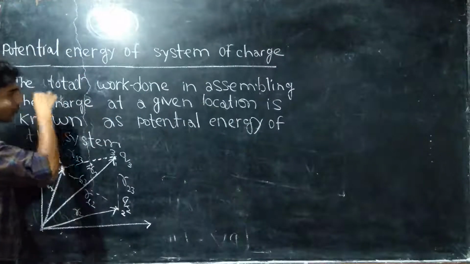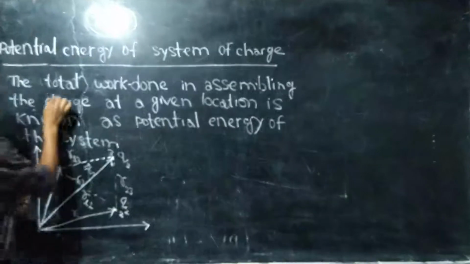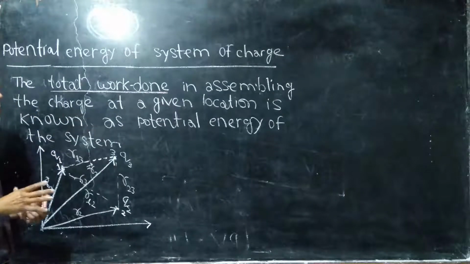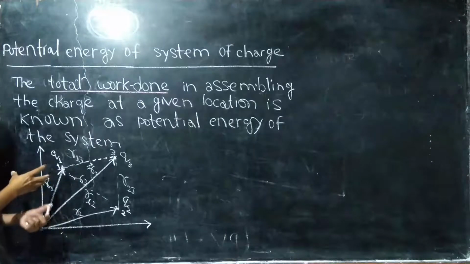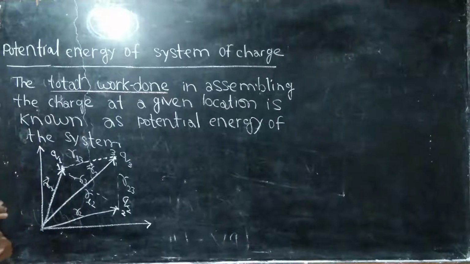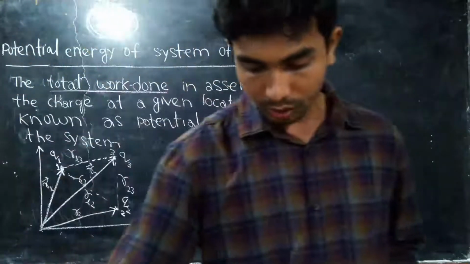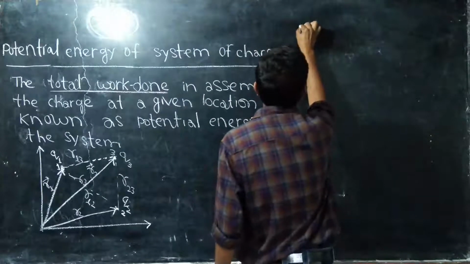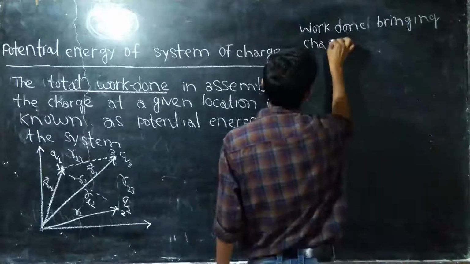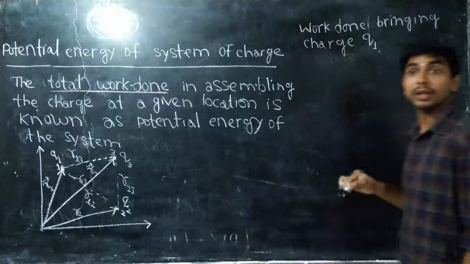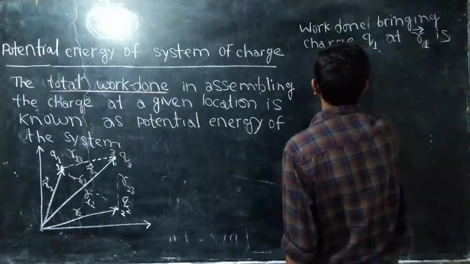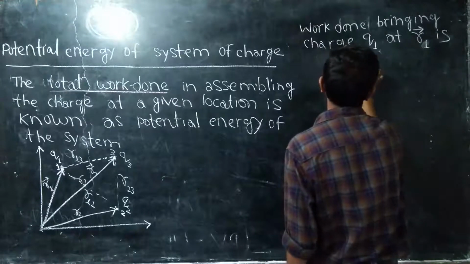If we are going to calculate potential energy, then we have to find the total work done, right? So first I am going to calculate the work done in bringing charge 1. Work done in bringing charge Q1 at R1 is W1, and this W1 is equal to 0.